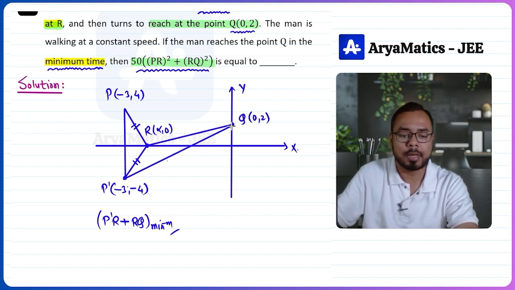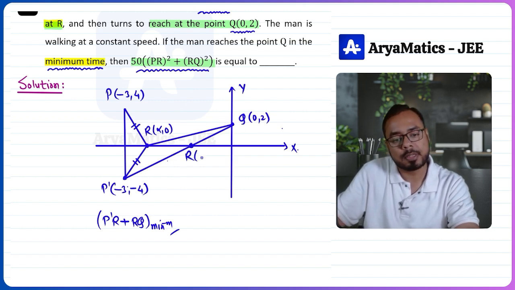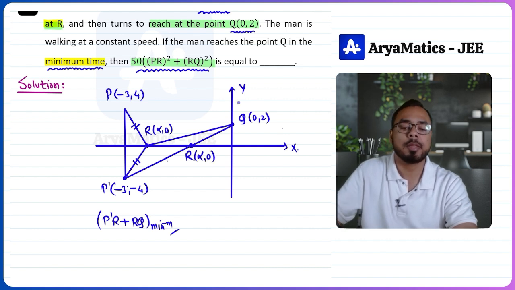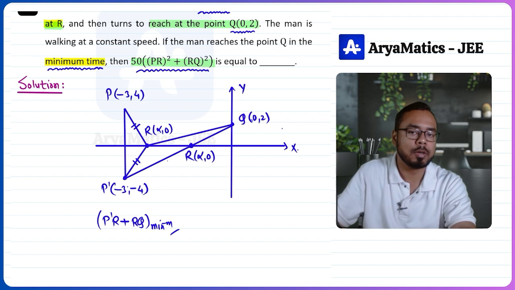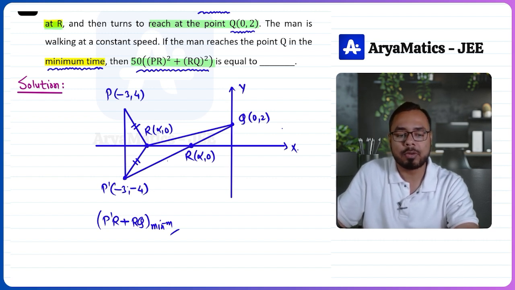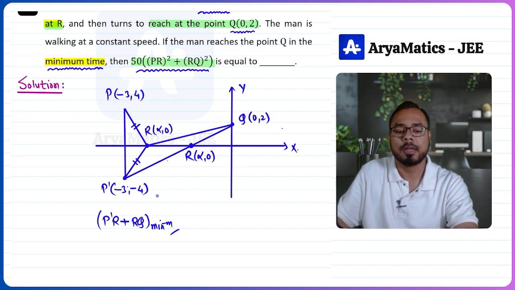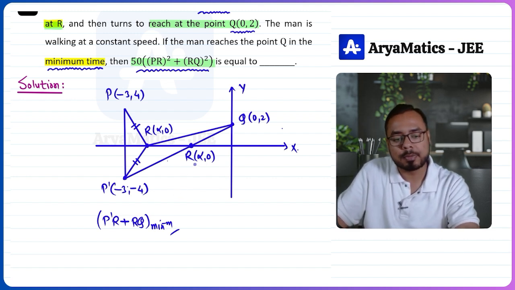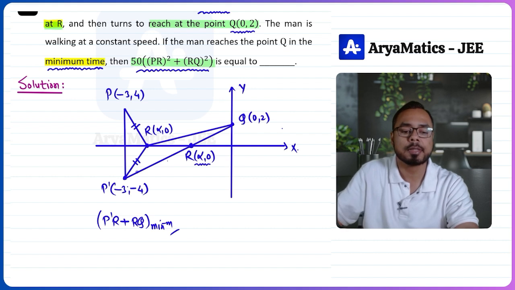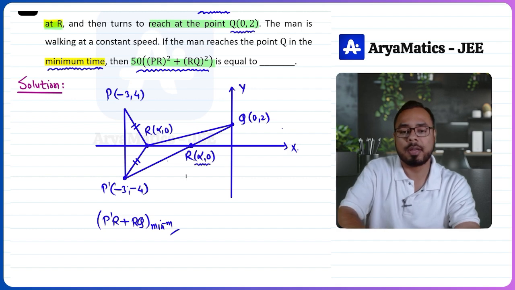Point R can be anywhere on the x-axis. If this is point R (alpha, 0), then the total distance traveled by the person from point P to Q will be minimum, because the least value of P dash R plus RQ is nothing but P dash Q when point R is here, right? So the required point R will be the point of intersection of the x-axis and the line P dash Q. From there we can very easily get the coordinate of alpha, and then we need to calculate this one.